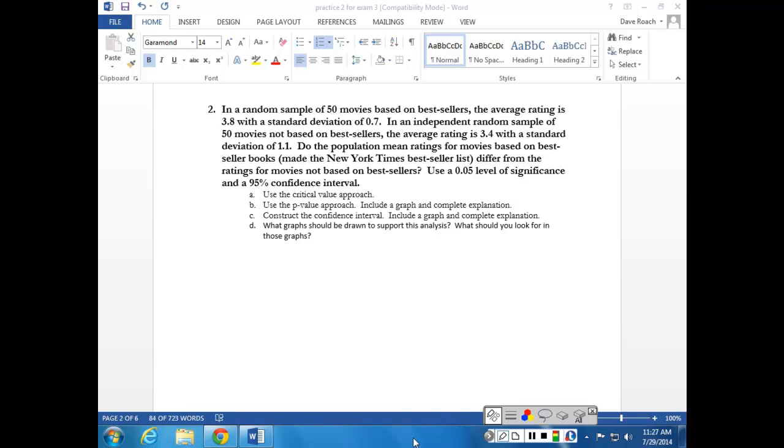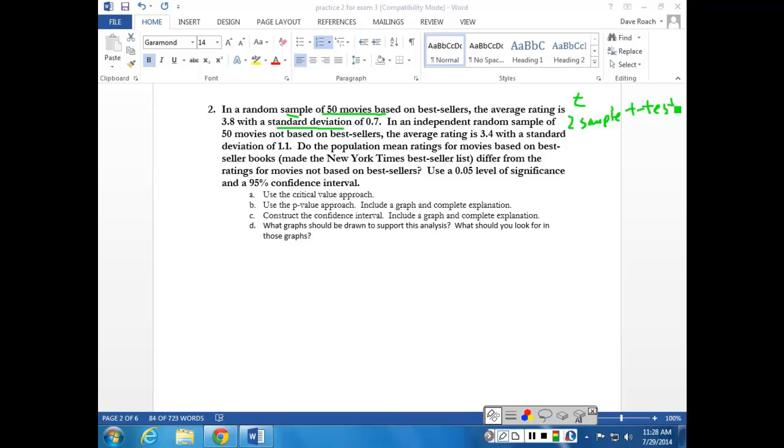Okay, on this one, what sticks out to me right away, we have a sample, and from that we have a standard deviation. This is going to be some form of t-test. Now I'm going to look to see if there's one sample or two, is it matched? Well, there's one sample of 50 based on bestsellers, and another sample, so we're going to have a two-sample t-test.